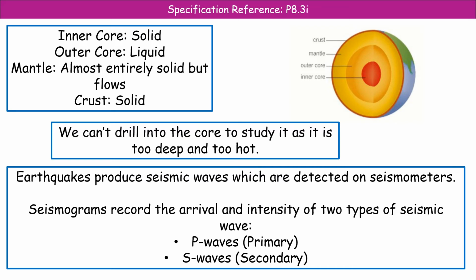But those seismometers are actually going to create a seismogram, the thing that we're creating, the picture if you like, and that's going to record 2 key things. Firstly, the point of arrival, and secondly, the intensity of our 2 types of seismic wave: P waves or primary waves, and S waves or the secondary waves. So by looking at that seismogram, we can see when did the S wave arrive, when did the P wave arrive, and how much of them was actually detected.